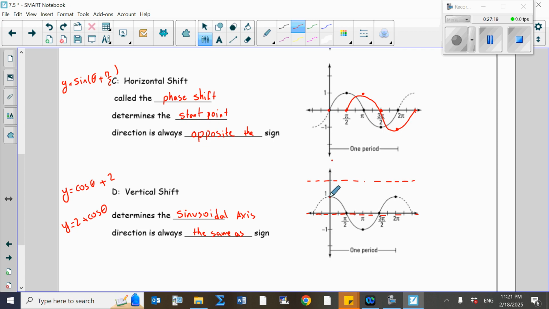This point, which is 1 higher than the sinusoidal axis, is going to be here. So from the sinusoidal axis, I go 1 up, and then I have the middle point that's going to be on the sinusoidal axis. The low point is 1 down from the sinusoidal axis. So here, this is going to be on the sinusoidal axis. Then I have a high point, and then all the other points. So this is my function. So it's moved up 2 units.